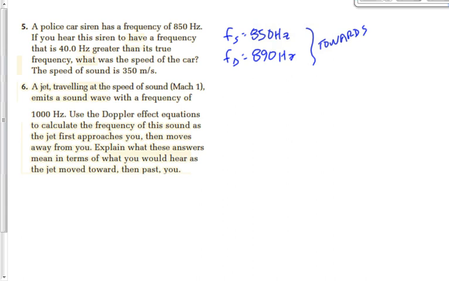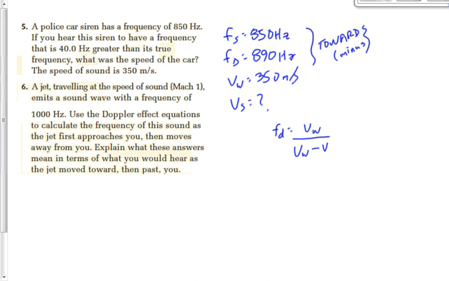Minus, right? I'm just going to write that down, so that if it becomes relevant later on, I'm going to remember that it's a minus. We have the speed of sound, which is the speed of the wave, 350 meters per second. We want to find the speed of the car. We want to find Vs. Now, this is a tough one. We have to rearrange this equation, and that's really the challenge with this question, right? Fd is equal to Vw over Vw minus Vs.